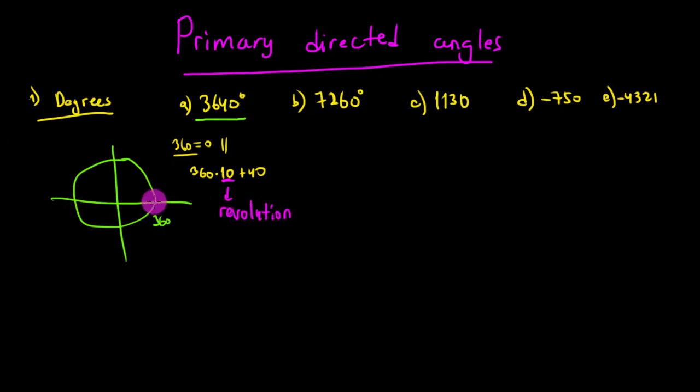So it starts from here, and it makes 10 revolutions. After the 10th one, it will have only 40 degrees, so it will be around here. So it means that 3640 is equal to 360 times 10 plus 40, and it will be equal to 40 degrees.